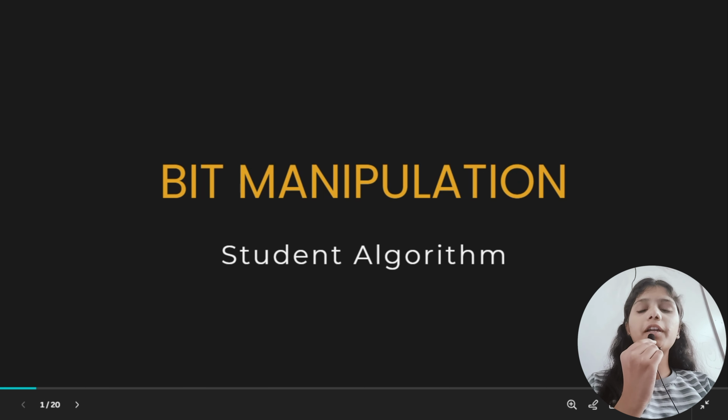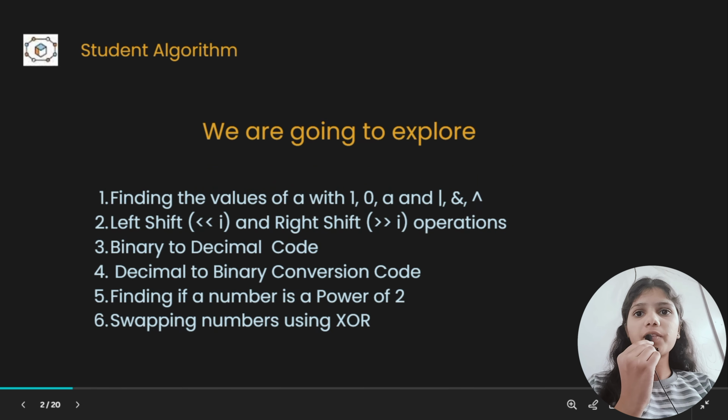So in this video we're going to discuss the bit manipulation tricks. We will be covering 6 major topics. First thing is finding the values of A. We'll be performing different operations like OR, AND and XOR with A, and we'll be drawing some conclusions after doing these operations. You'll understand this after seeing the table that I have in the next slide.